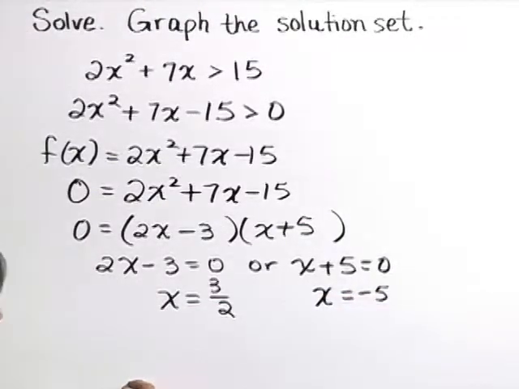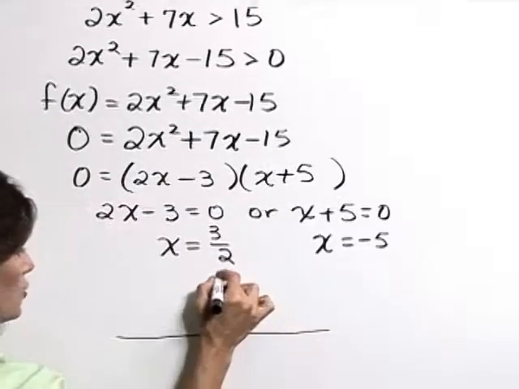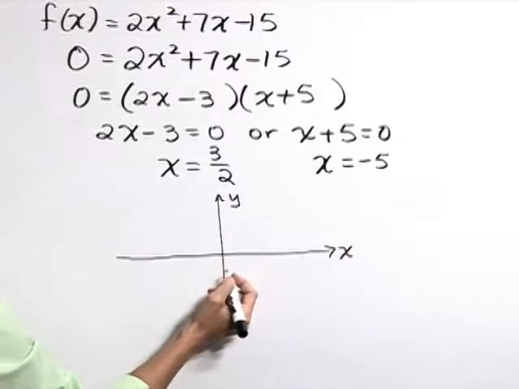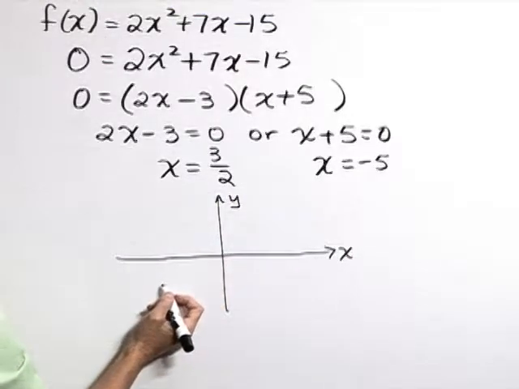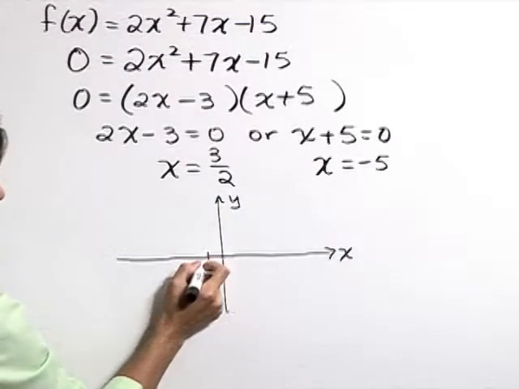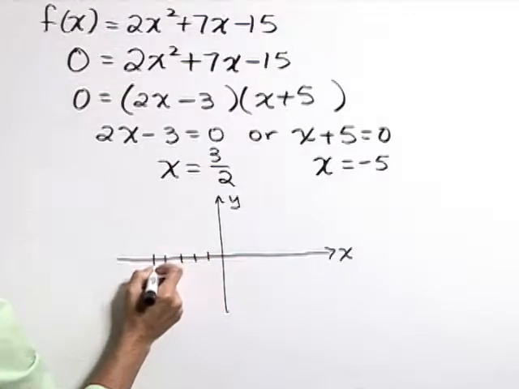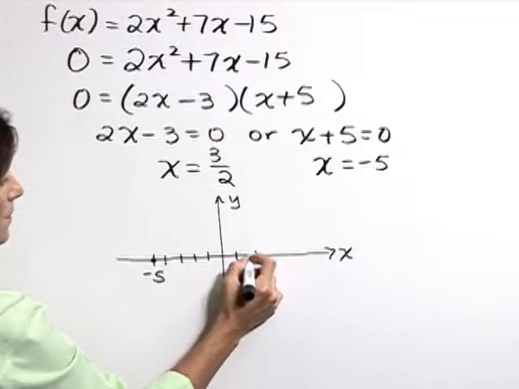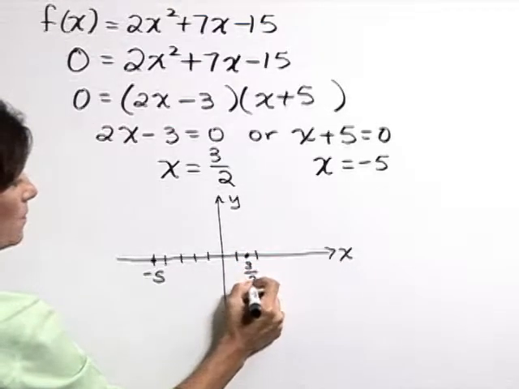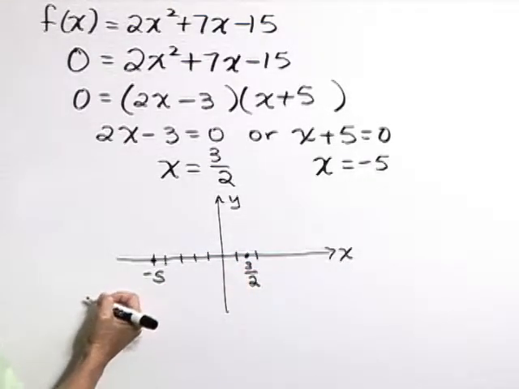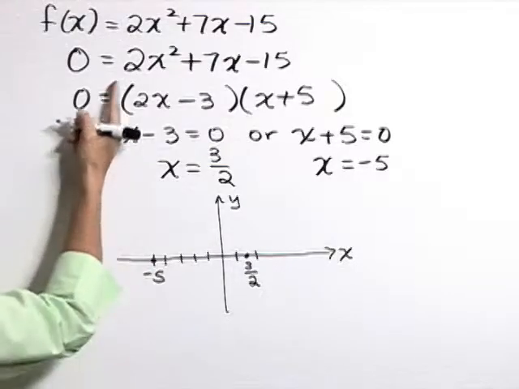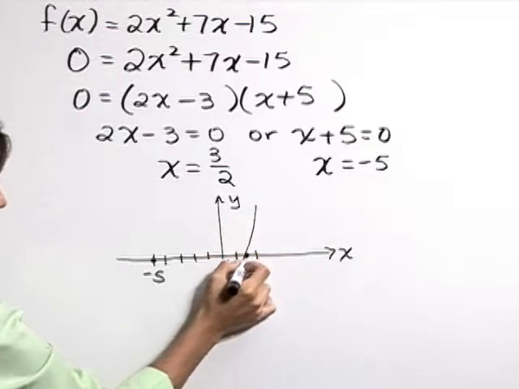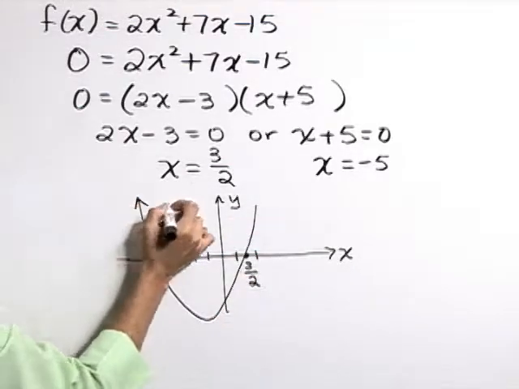So as we think about just a quick sketch of this function, here's our x and our y axes. This parabola has x-intercepts at negative 5 and 3 halves. It's a parabola that opens upward. We know that because our leading coefficient is a positive number. So just a quick sketch.